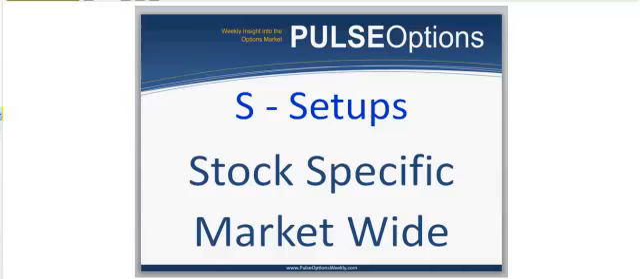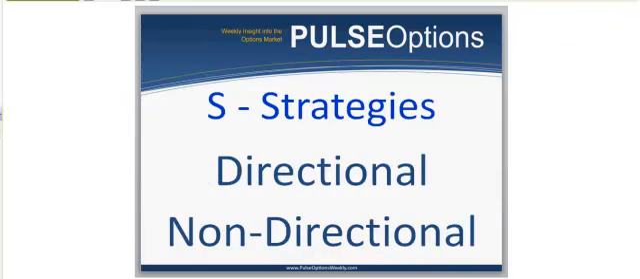So the MasterCard move earlier was from earnings, right? The FCX was not from earnings, right? But it was tied together for a specific reason. Now, S also includes strategies, right? We have directional plays and non-directional plays. A directional play is if you think a stock's going up in price, you trade it one way. If you think it's going down in price, you trade it another way.